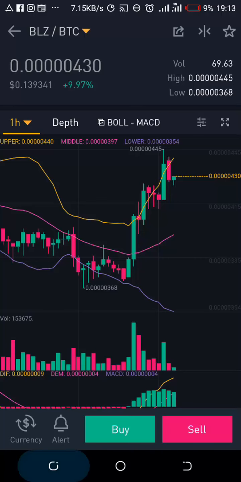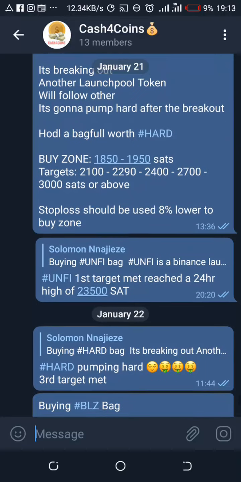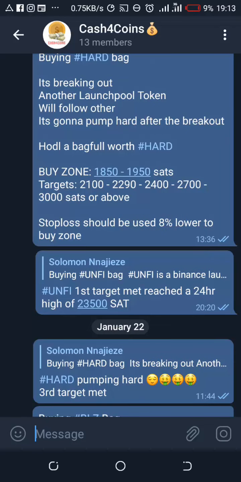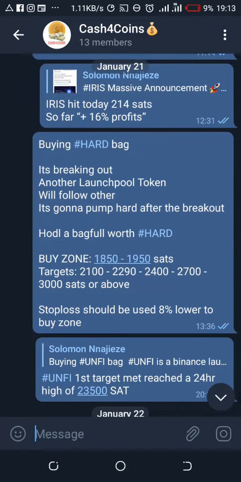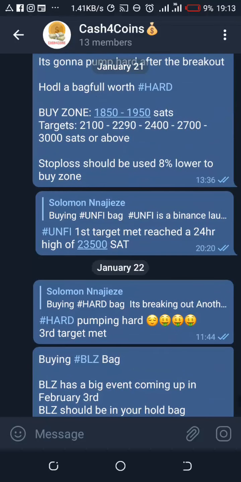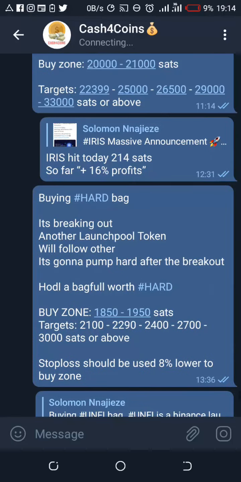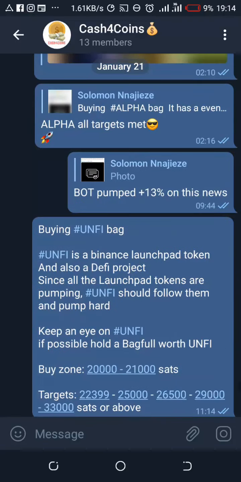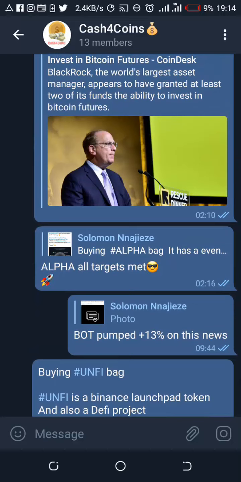So if you look at this, this is the signal channel, and okay, let's see. Okay, this says pumping hard, and third target met, right? So this particular one, we made it to the third target so far. Then okay, this particular one is alpha. This is alpha, all targets met.